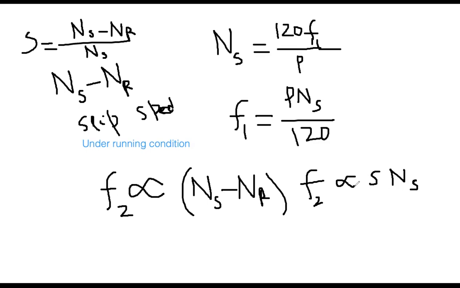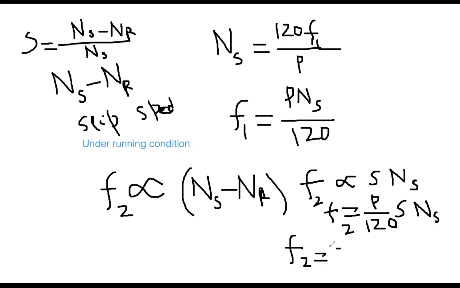Now, I want to omit this proportionality sign and use the equal sign. I want to write f2 equal to, and then I need a constant here, which is P over 120. I assume that the proportionality factor is P over 120, and then s Ns. Now everybody see, what is the definition of f1? f1 is P Ns over 120. So ultimately f2 frequency is s, and then P Ns over 120 is this one, f1. So what result did I get? f2 is s f1.